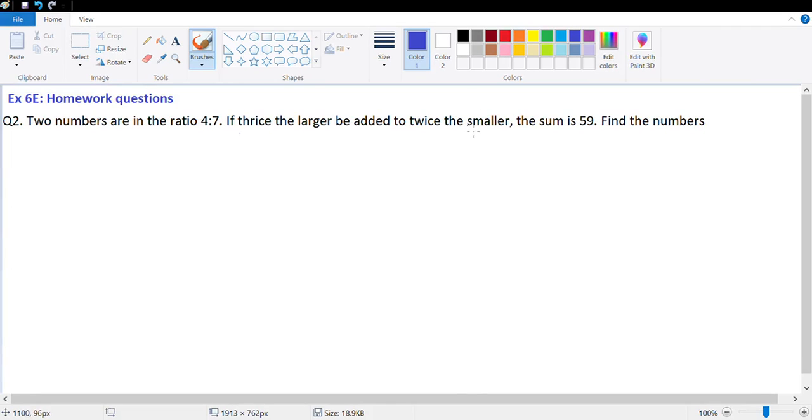Hi guys, let's look at the homework questions of exercise 6E. So let's start. The first question is question number 2.